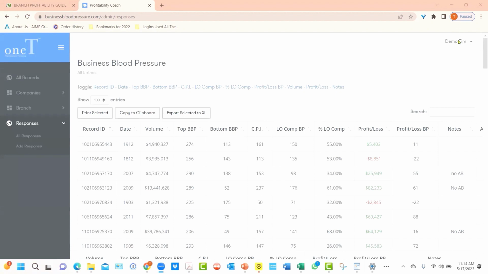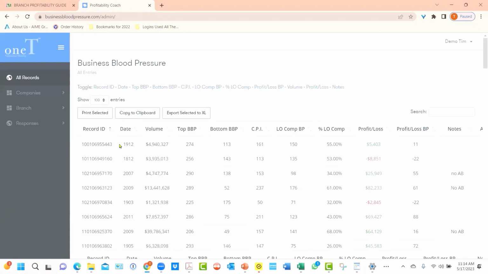We give you access. Can you see my screen, Tim? I can see it. Yeah, you look great. So I'm just logging in as Tim. We set this up as a demo database. The name of the company is called, I think, Demo Tim. And I just want to be able to show you. First of all, Tim can see all the records in the system.